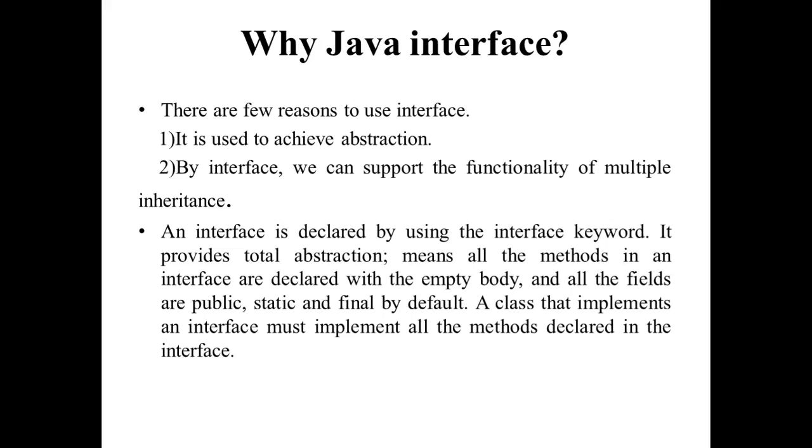Interface is declared by using the interface keyword. It provides total abstraction. Total abstraction means what? All the methods in a particular interface are declared with empty body, and all the fields are public, static and final by default. A class that implements an interface must implement all the methods declared in the interface.